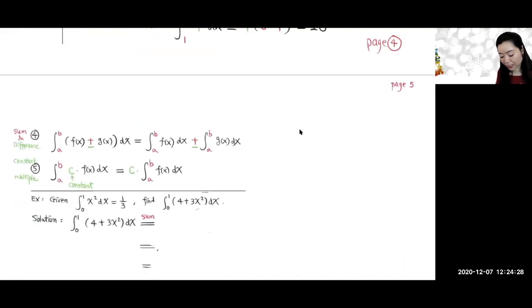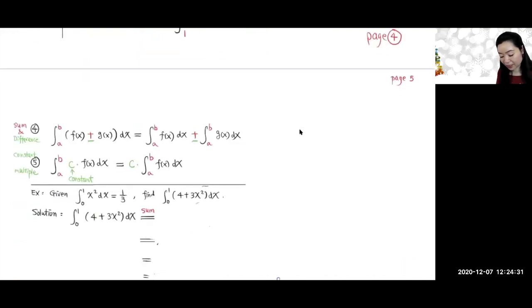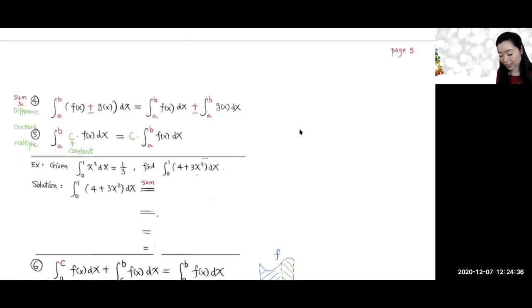Okay, the next property over here is the sum and difference property of integral. So when you integrate the sum of two continuous functions, that will be the sum of the integrals of these two functions. When you find the integral of the sum, that's the sum of the two integrals over here. When you have the integral of the difference, that's the difference of the two integrals over here.